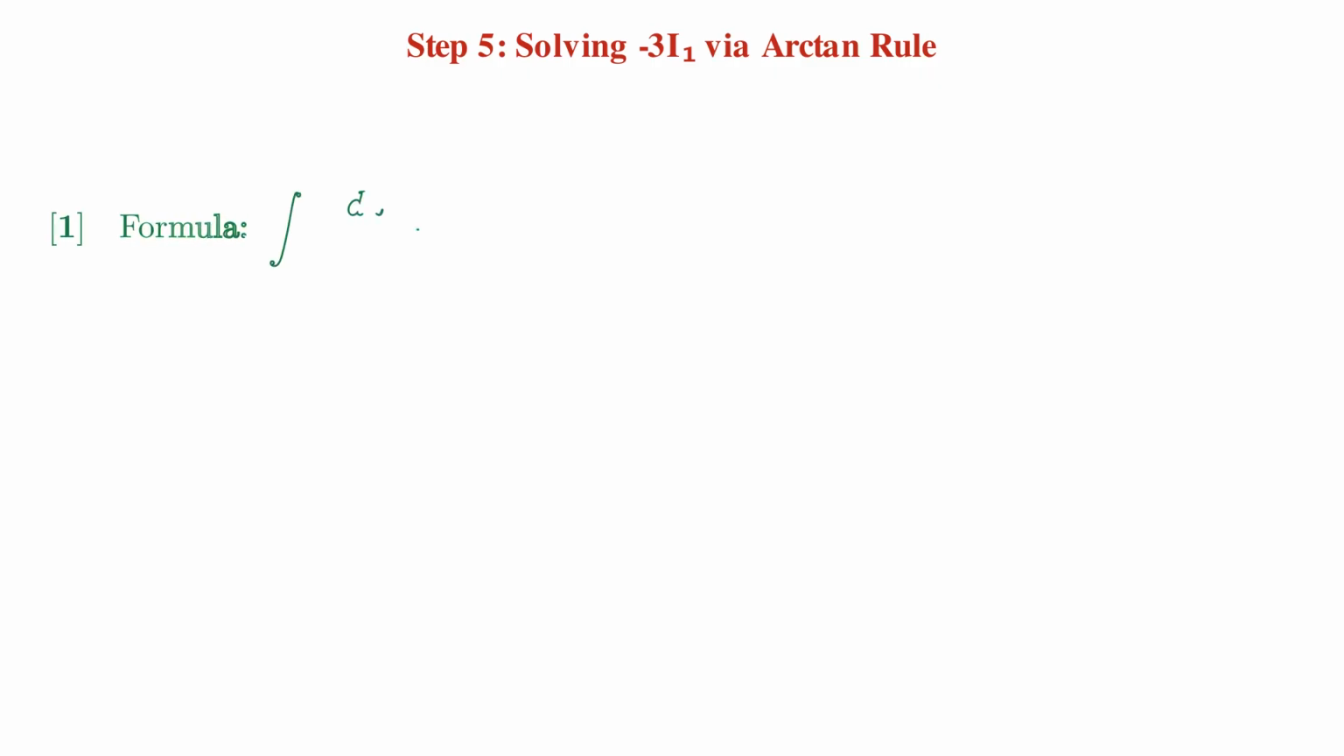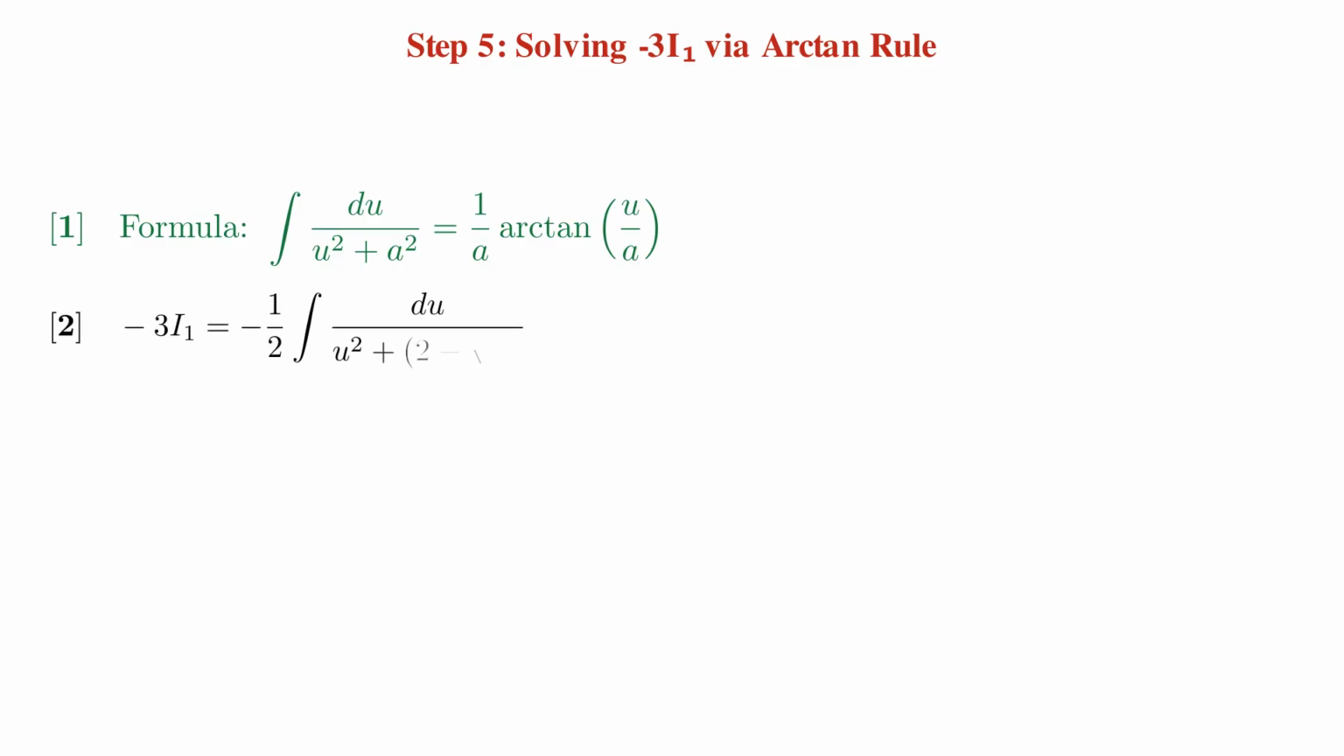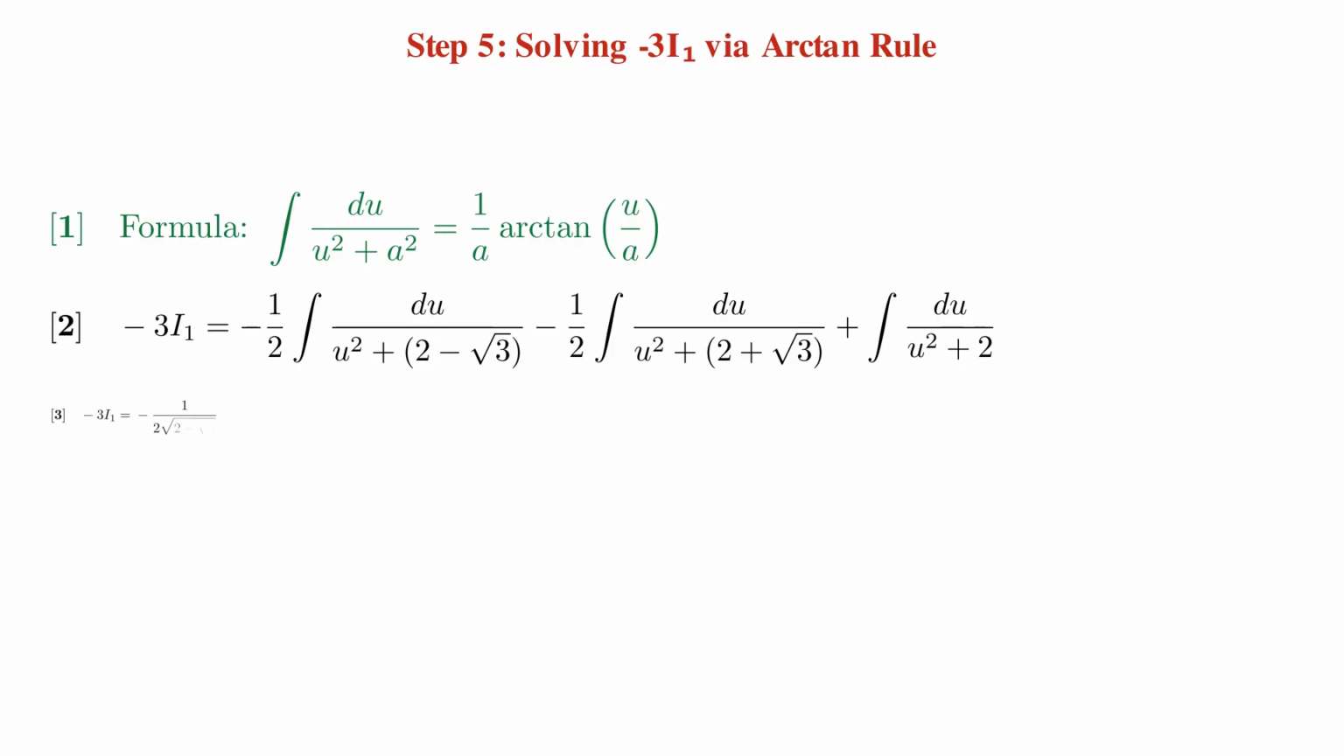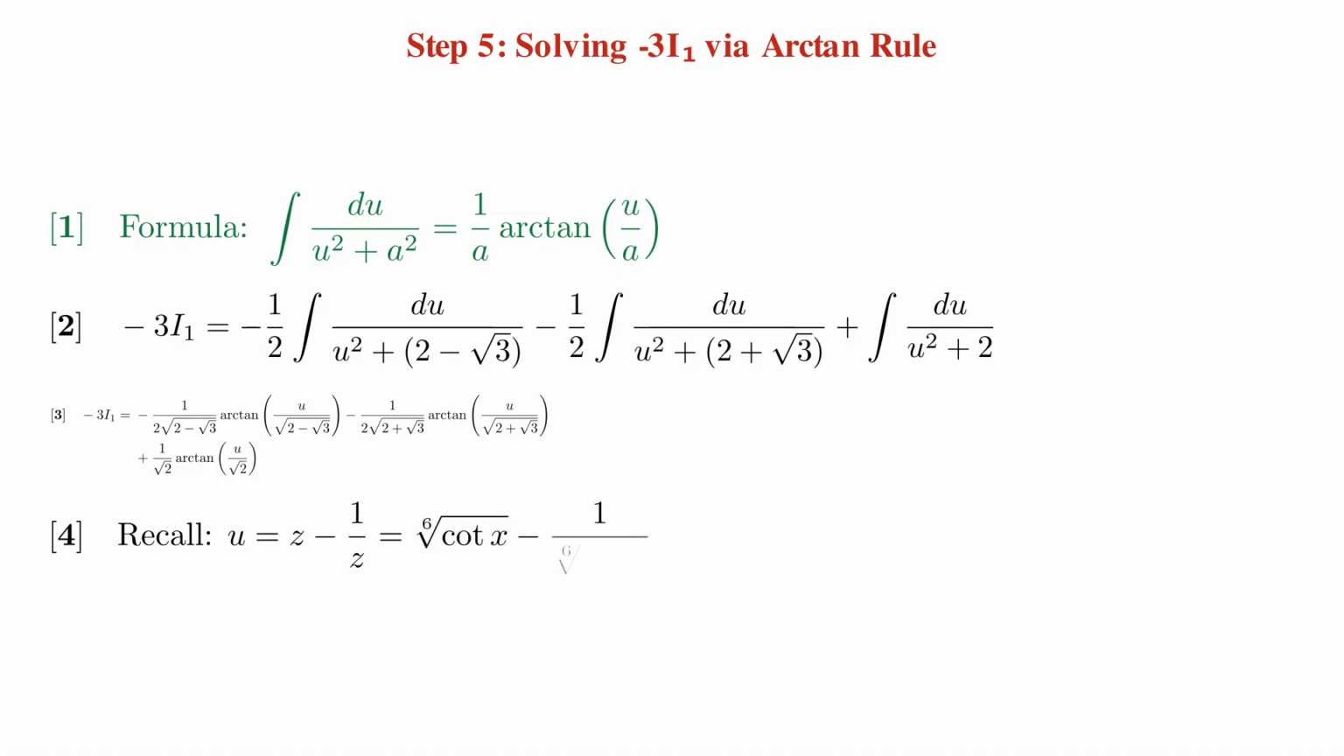We use the standard inverse tangent integration formula. Multiplying I1 by negative 3 scales the coefficients to minus 1/2, minus 1/2, and plus 1. Integrating term by term gives these 3 inverse tangent components. Recall that u equals the sixth root of cotangent x minus 1 over the sixth root of cotangent x, which simplifies neatly to the sixth root of cotangent x minus the sixth root of tangent x.